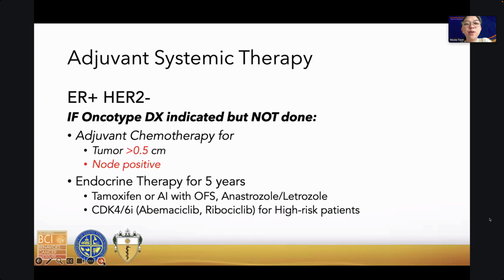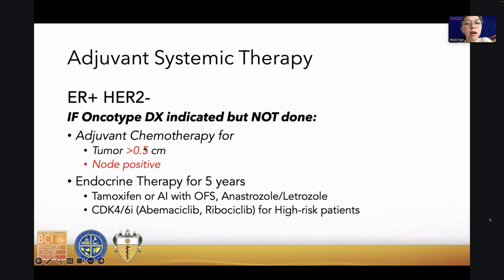Okay. Now, siguro 99% of Filipino patients will not actually have an Oncotype DX done. So, if Oncotype DX is indicated but not done, then we still recommend adjuvant chemotherapy, and the cutoff would be more than 0.5 cm and node positive. So actually, it's same as triple neg and HER2, except yung sa HER2 and triple neg is stated as 0.6. In luminal, it's stated as more than 0.5. But more than 0.5 cm is actually 0.6 cm. So, same lang naman, no?